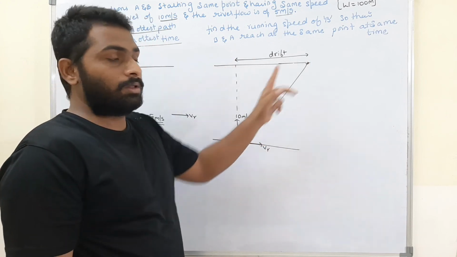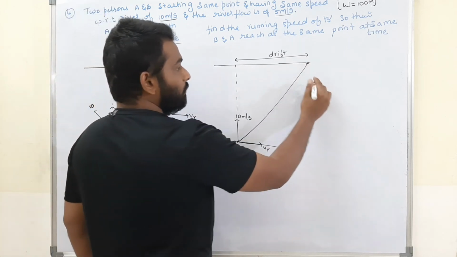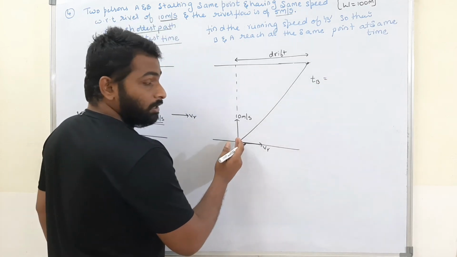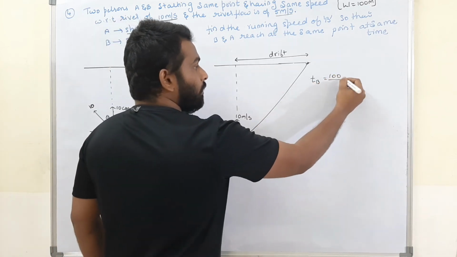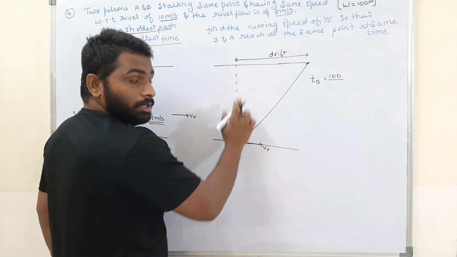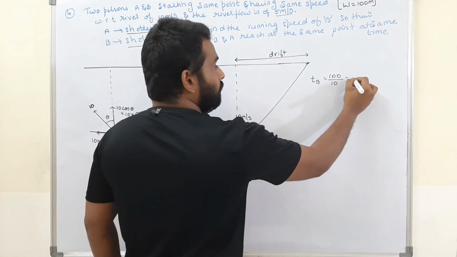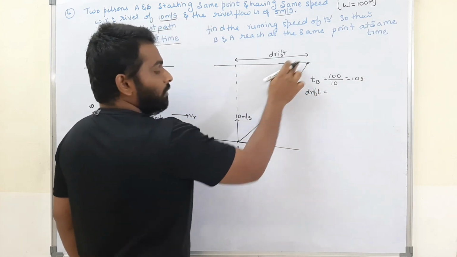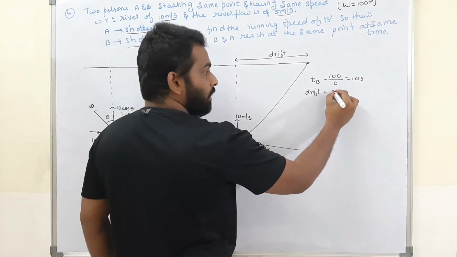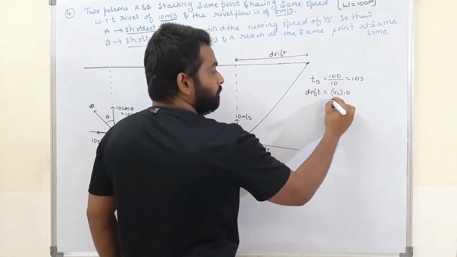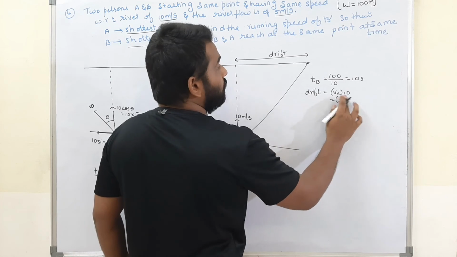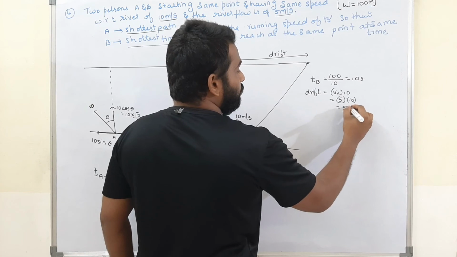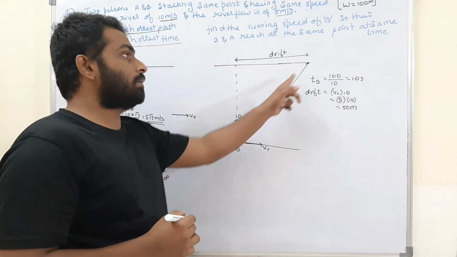In the same time. Now what is the time taken by the boy to reach from here to there? The time taken by B, how much? What is the vertical displacement? 100. Now what is the vertical velocity? The vertical velocity is 10, therefore 10 seconds. Now what is the drift? Horizontal velocity, that is VR, into what is the time? 10. Therefore 5 into 10, that is nothing but 50 meters. The drift is 50 meters.